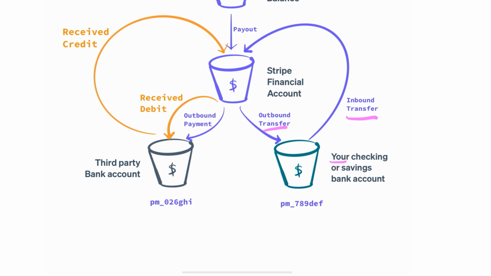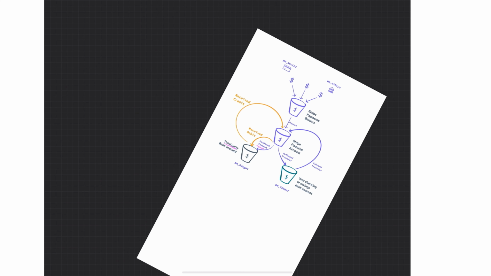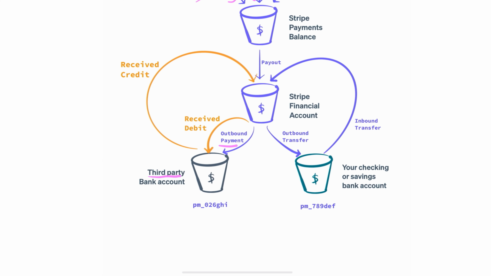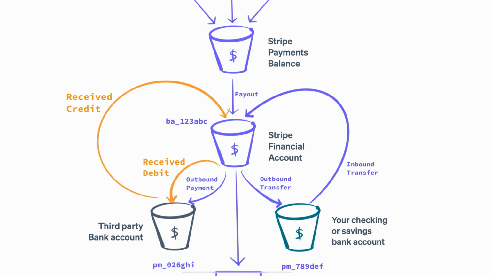That's because this is your checking or savings account. Notice that on the other side, if it's a third party, then what we're doing is we're making an outbound payment. So these are going to be payments the same way that the money that is received at the top, these are also called payments. So these are inbound payments, and below, these are outbound payments. Note that payouts, outbound transfers, inbound transfers, outbound payments are all objects that you can create through the Stripe API to move money. Received credit and received debit are two ways that transactions will show up in your financial account, but those were both pushed to you.